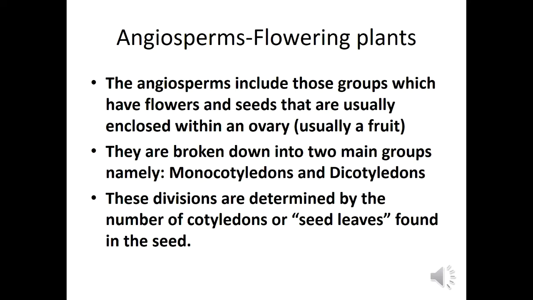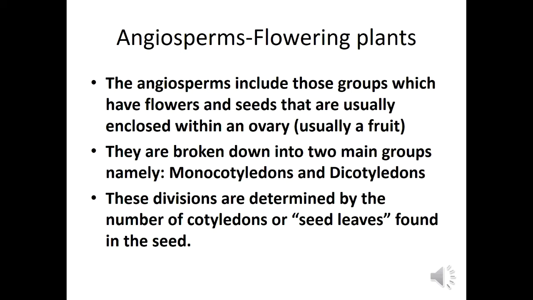So angiosperms include the groups which have flowers and seeds that are usually enclosed within an ovary. So if you think of most of the flowers that you see out there. Gymnosperms on the other hand are things like pines and conifers that don't have flowers and that have naked seeds.